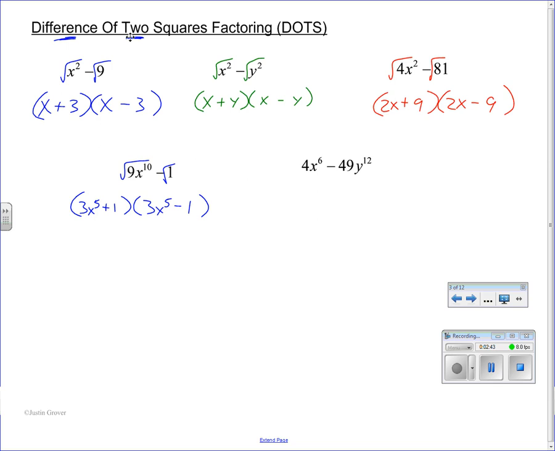And the last one, 4x to the 6th minus 49y to the 12th. See, square root of 4x to the 6th, square root of 4 is 2. X to the 6th becomes x to the 3rd, because for even exponents we cut them in half. You're not going to have odd exponents for DOTS because then it wouldn't be a square. And then plus, minus, and square root of 49y to the 12th is 7y to the 6th.